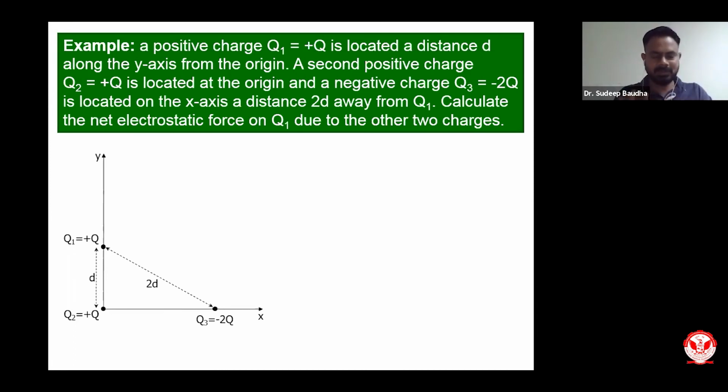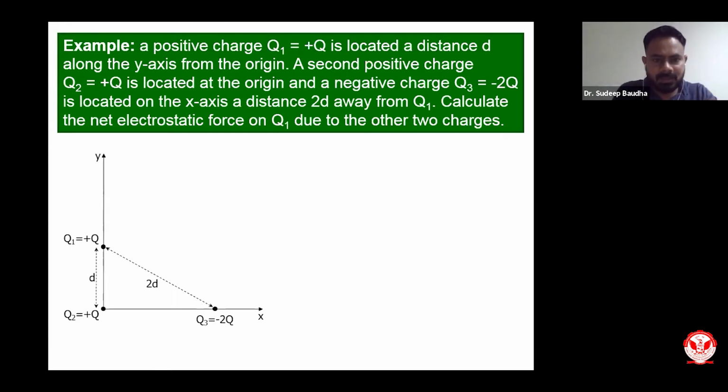So this is the graphical representation of the question, and it says I have to evaluate the net electrostatic force on Q1 due to the other two charges. So what we are going to see is the net force faced by Q1 due to Q2 and Q3. So this is the question, right?